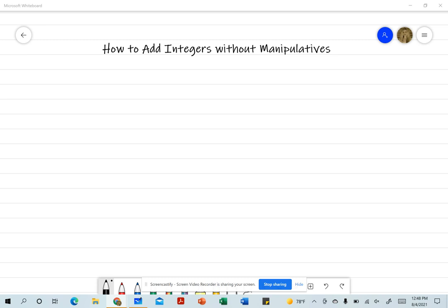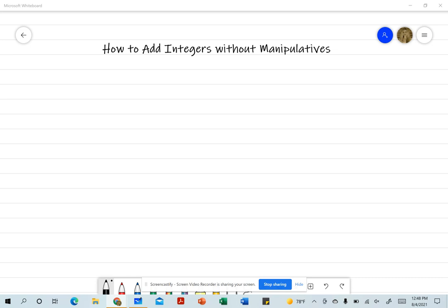Going to learn about how to add integers without manipulatives. So in the past, you might have learned how to add integers with integer counters. You might have learned how to add integers with number lines. Now we're going to learn how to do it without either of those tools so that we can start adding bigger and bigger numbers, right?